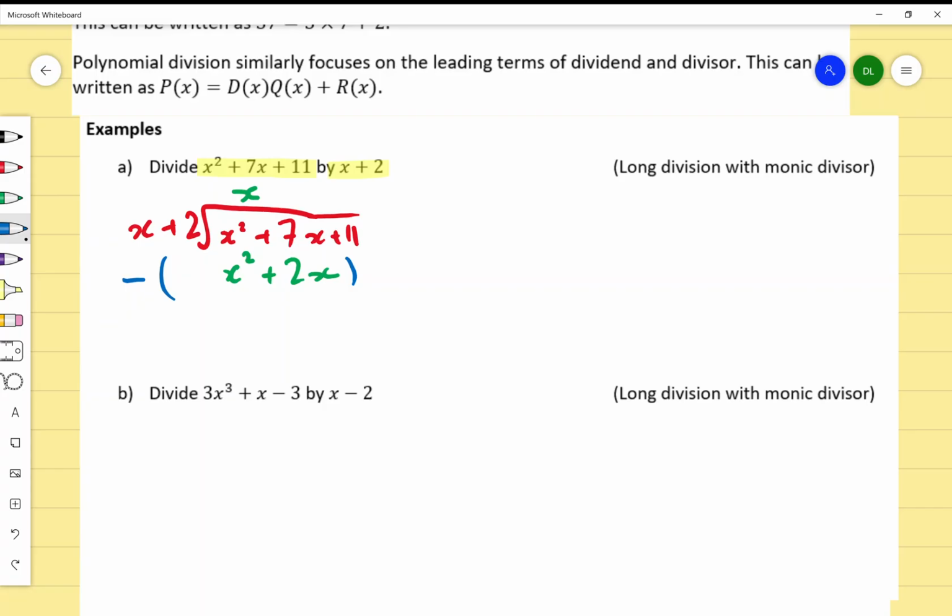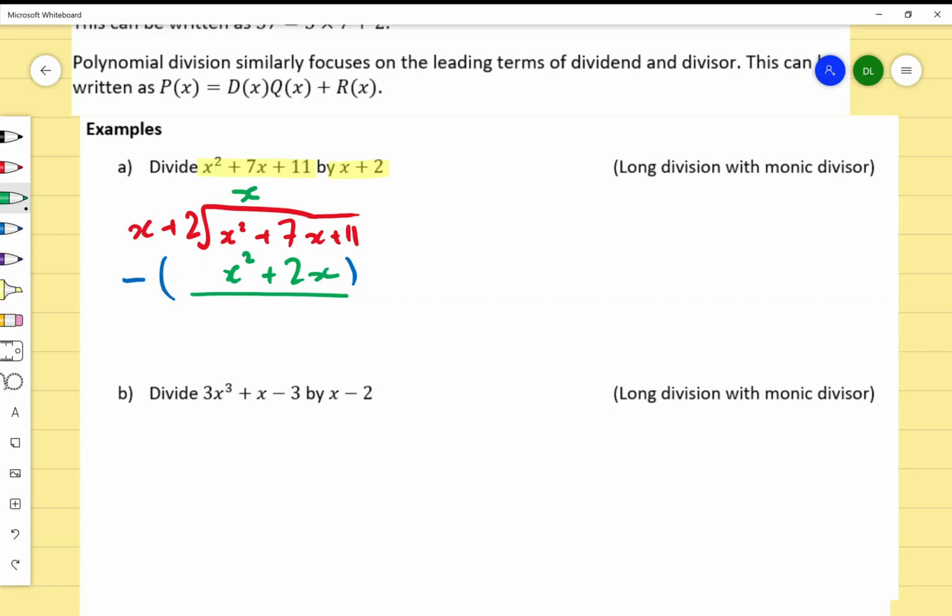So from there, I can say x squared take away x squared gives me nothing. So I get 0.